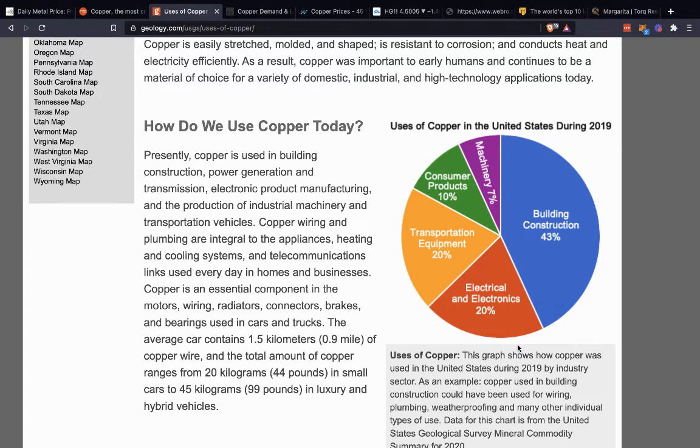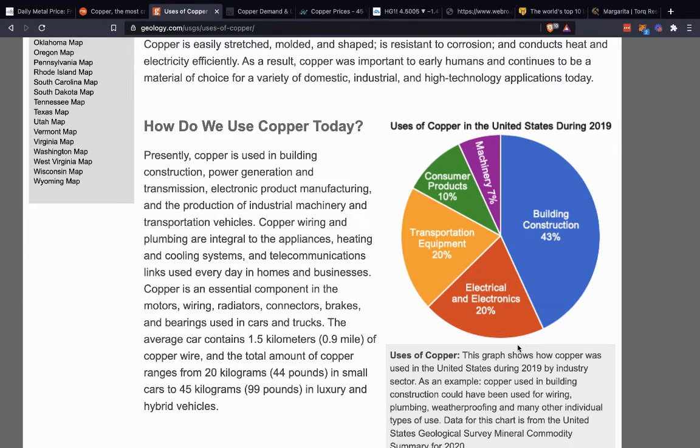So machinery, 7%, consumer products, 10%, transportation equipment, 20%, EV, electrical and electronics, 20%, and then building and construction, 43%. Now, moving forward, what would you guess? Do you think building construction would increase or decrease in copper demand? That question is left up to you. That's something that you should research on. I would tell you my opinion, which is not something that you should take as fact.